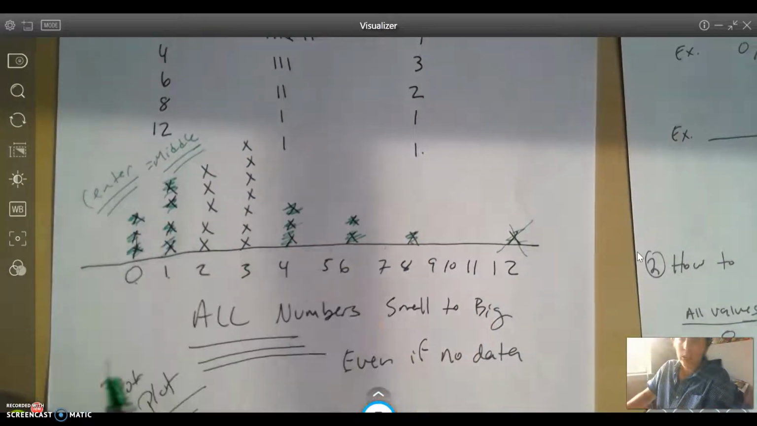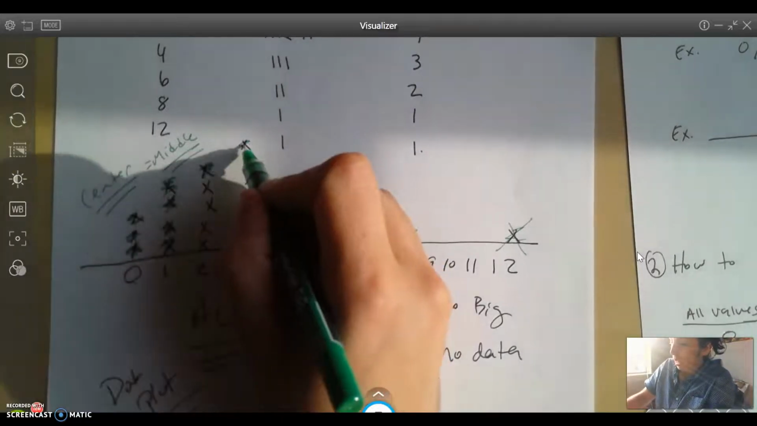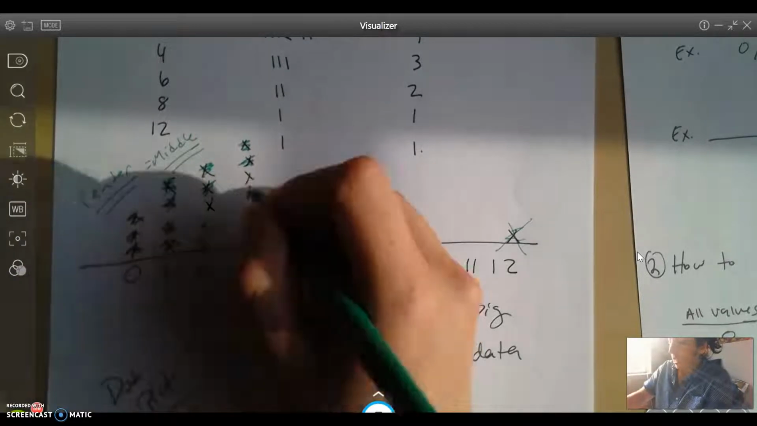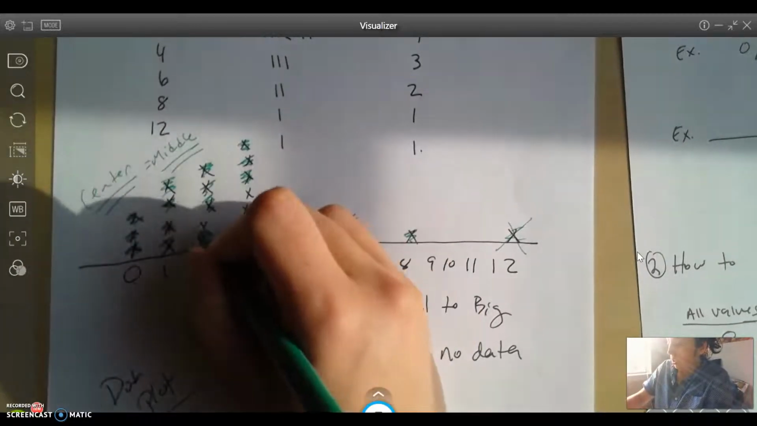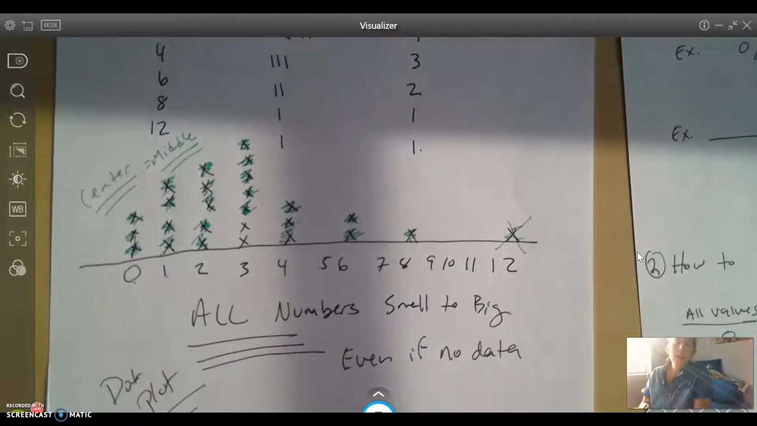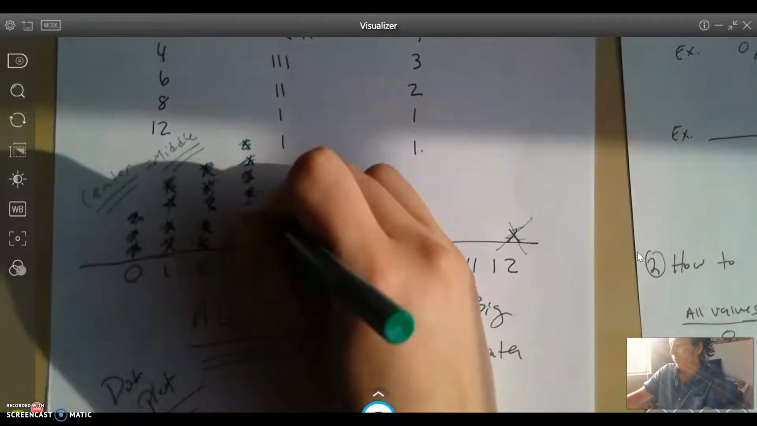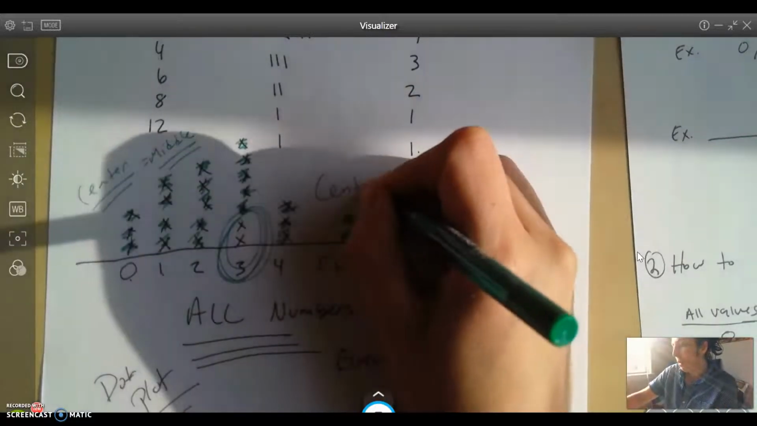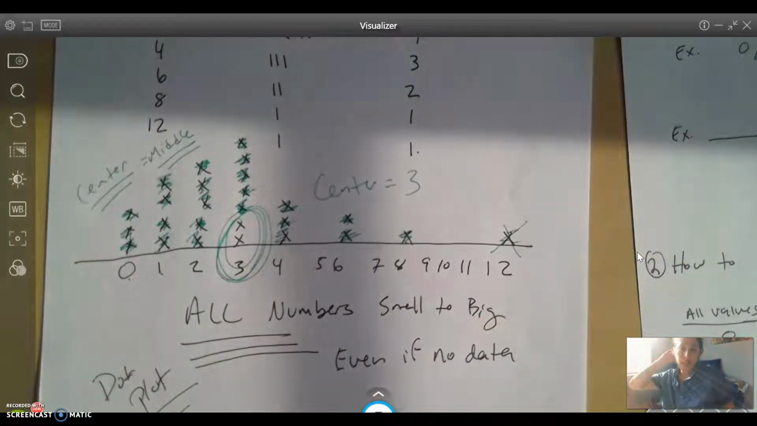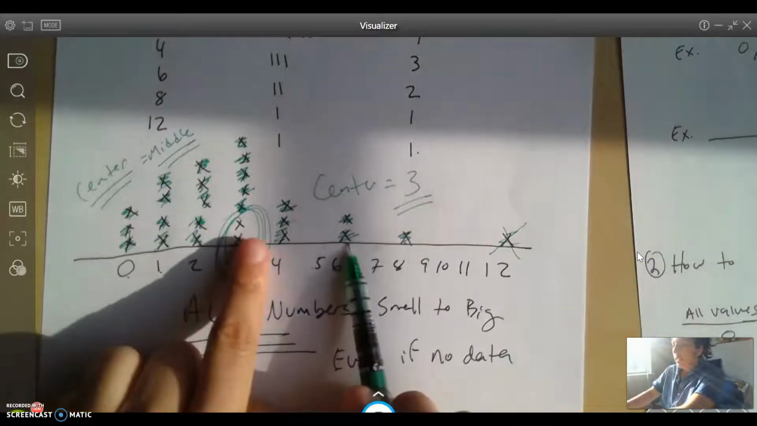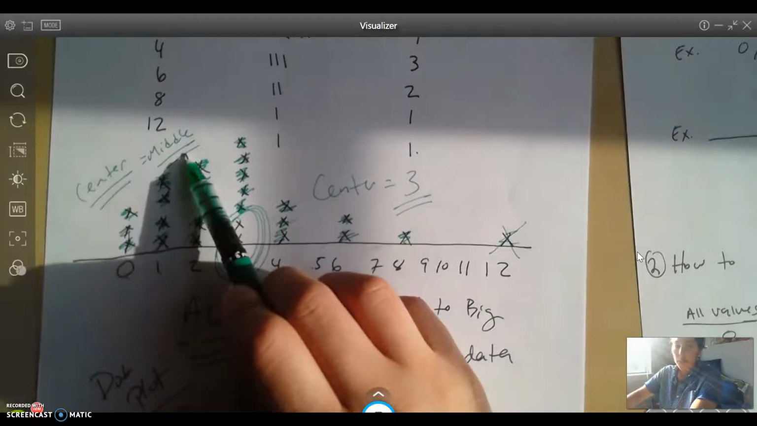All right, down to these two columns. One and one, working my way in. One and one, one and one. Okay, so the only X's that I'm left with, the only dots, are with the 3. So my center, my middle number, came out to be a 3. And I did that by moving from the outside edges in, because center means middle.